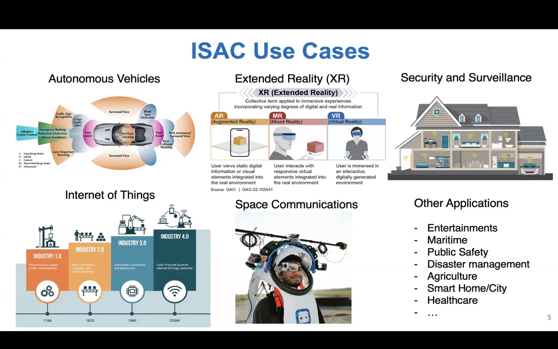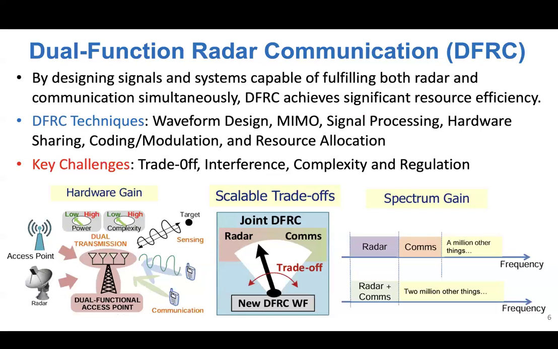So this is the kind of thing, and in history, ISAC first started from dual-function radar communication, DFRC, by designing the signal and system capable of handling both radar and communication simultaneously, and DFRC achieves significant resource efficiency.